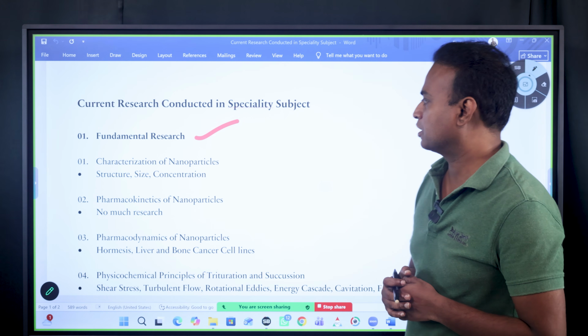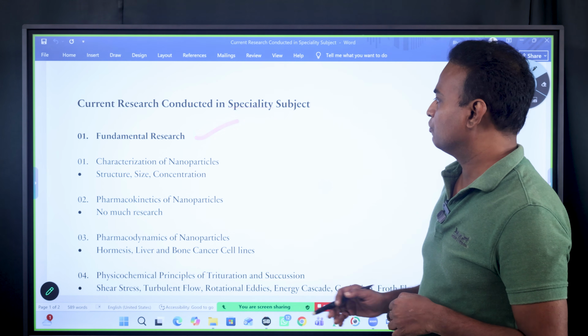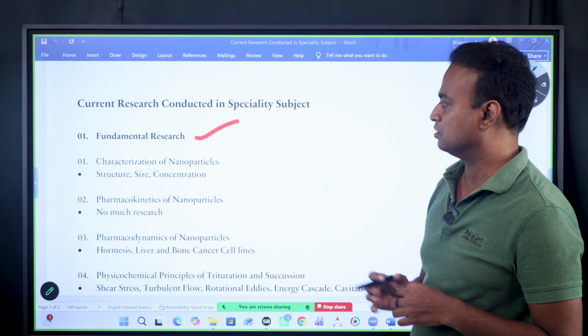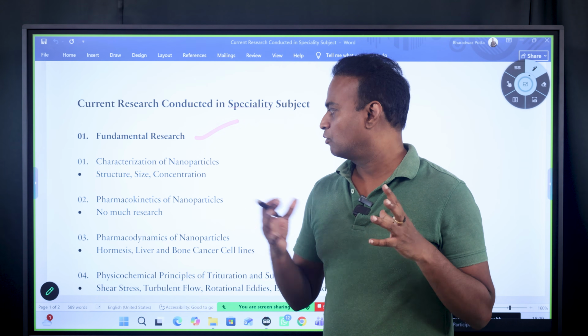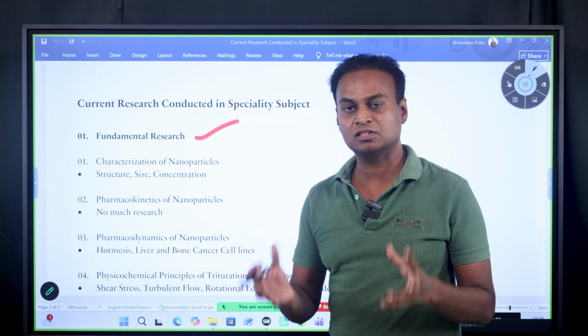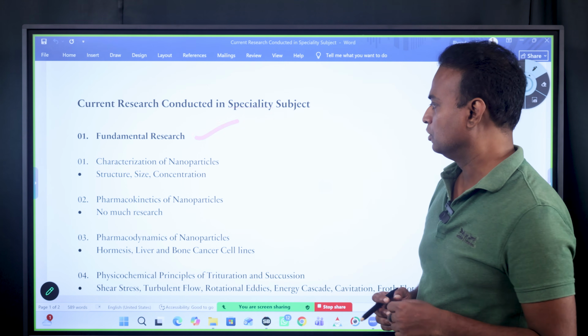So what are all the different fundamental research that are conducted as of now in homeopathy? First one is characterization of nanoparticles. We are working on nanoparticles. So what is the structure of nanoparticle? What is the size of nanoparticle? What is the concentration of nanoparticle in homeopathic dilution? That is the first one we are going to see.